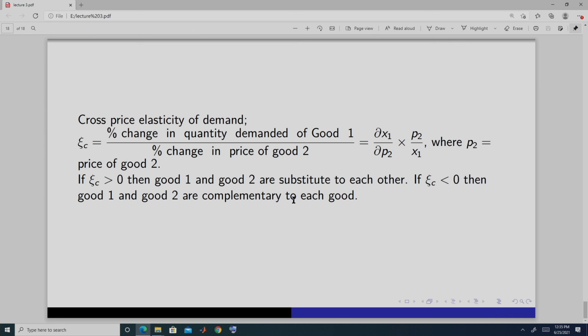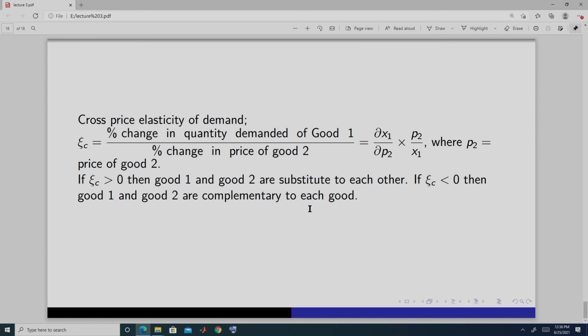Suppose good 1 and good 2 are substitutes. If the price of good 2 increases, then the demand for good 1 should also rise, because when the price of good 2 increases, the demand for good 2 is going to go down, and so people will substitute to good 1, and so the demand for good 1 is going to go up. So whenever these goods are substitutes, cross elasticity is positive. The price of good 2 has gone up, so demand for good 1 has gone up.